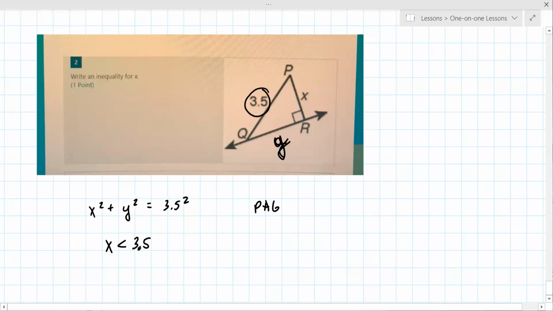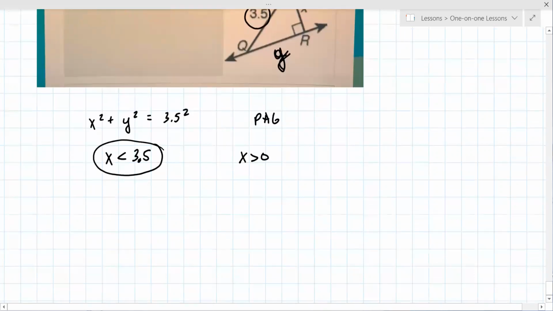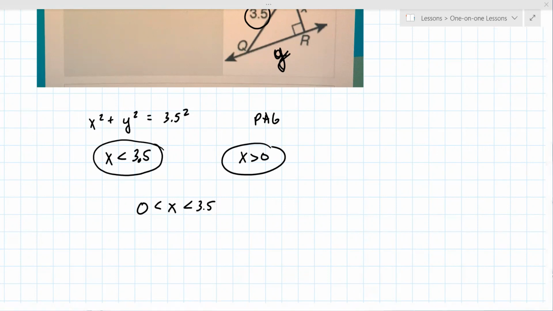I think that's all it wants, but I'm not sure. It also is the case that X has to be greater than 0 because it's got to be positive. So it might be that you combine these and say that X must be between 0 and 3.5. I'm not sure though, so I hope you get some clarity on what they actually want.